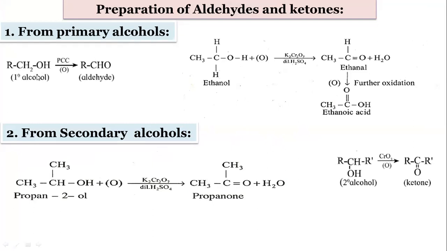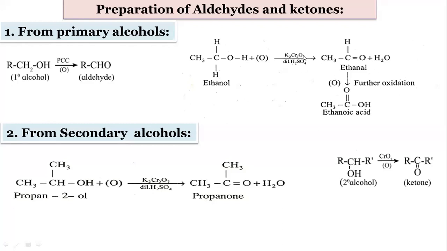See, primary alcohols when oxidized with PCC. The name of the oxidizing agent is pyridinium chlorochromate. It is a mild oxidizing agent. If a strong oxidizing agent is used here, first it will oxidize to aldehydes, and aldehydes again get oxidized to carboxylic acids. So we have to remember one thing here. If you want to stop the reaction at the aldehyde stage, we have to use mild oxidizing agents like PCC, CrO3. See here, the example is given.